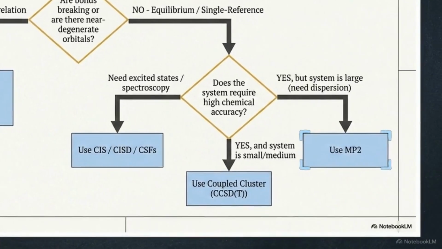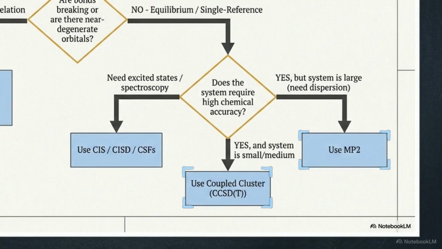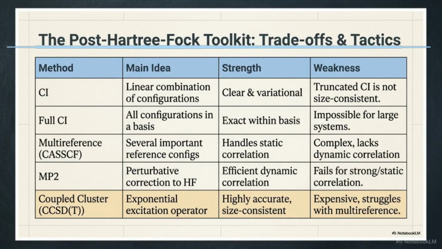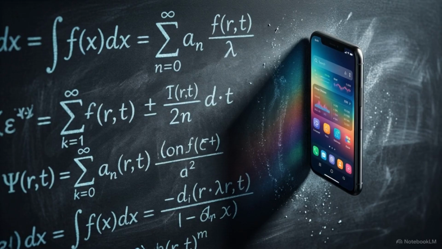Massive systems go to MP2. For benchmark precision, use coupled cluster. This toolkit summary table maps the compromises researchers make every day. Every method trades computational cost against its capability to handle dynamic or static correlation, while maintaining size consistency. These mathematical choices directly dictate the success or failure of real-world materials science and technological development.